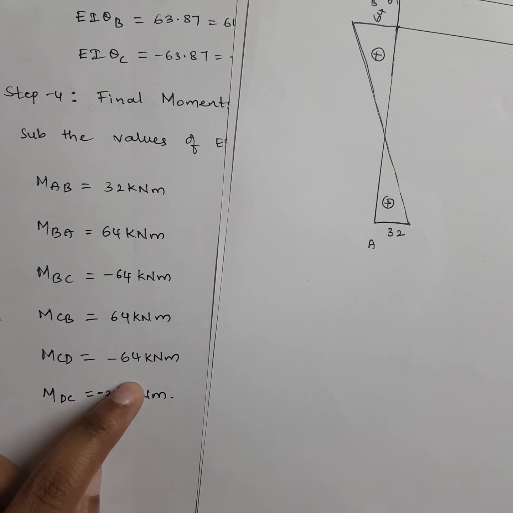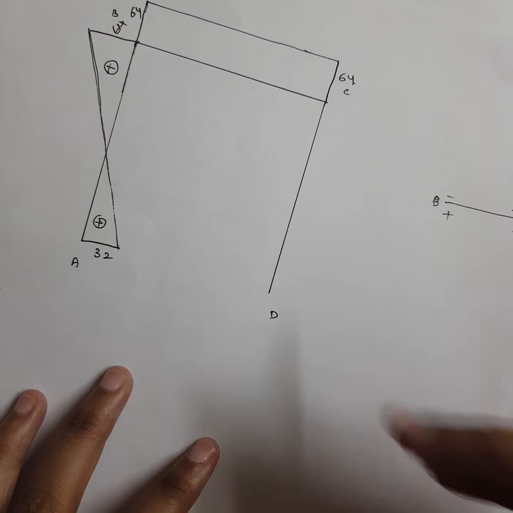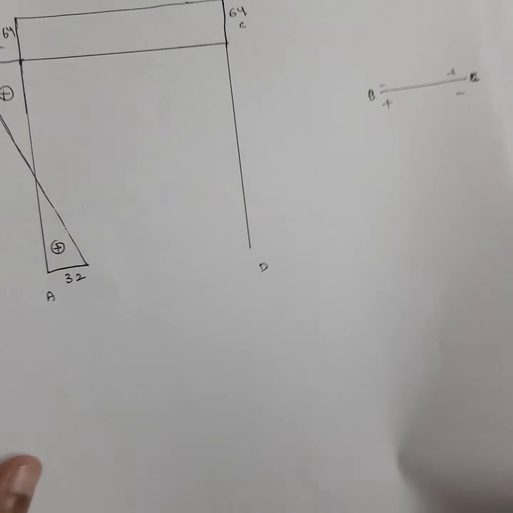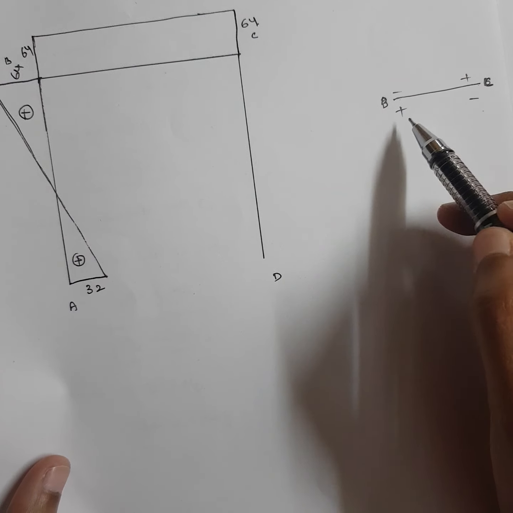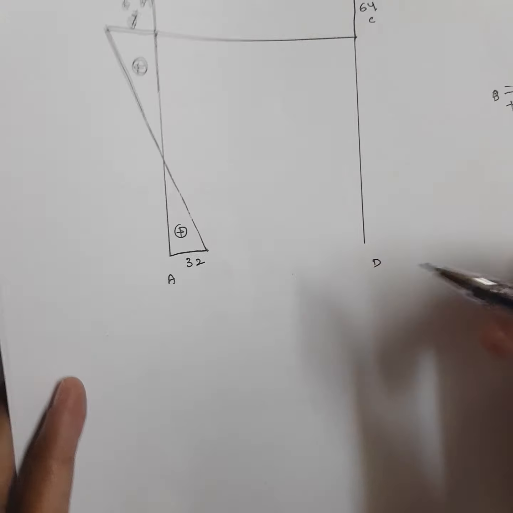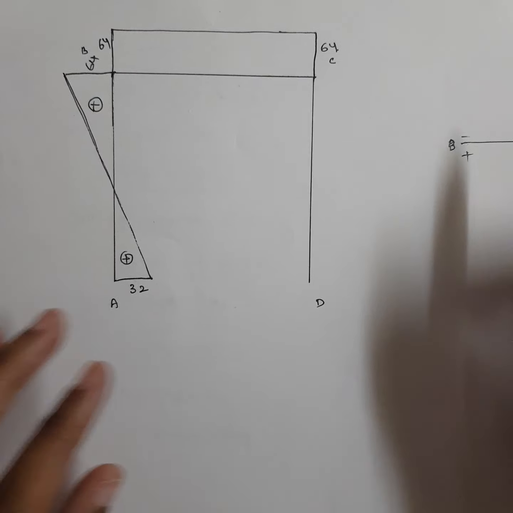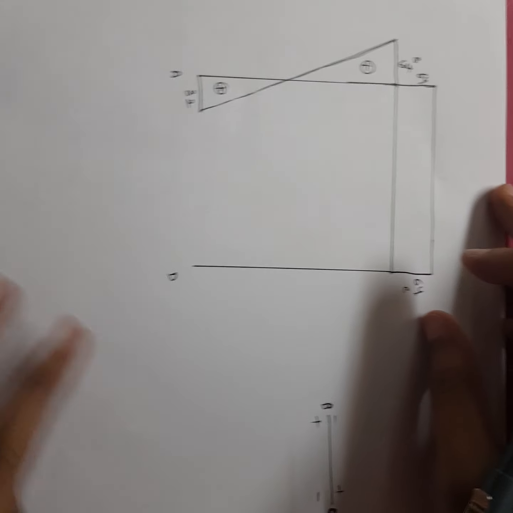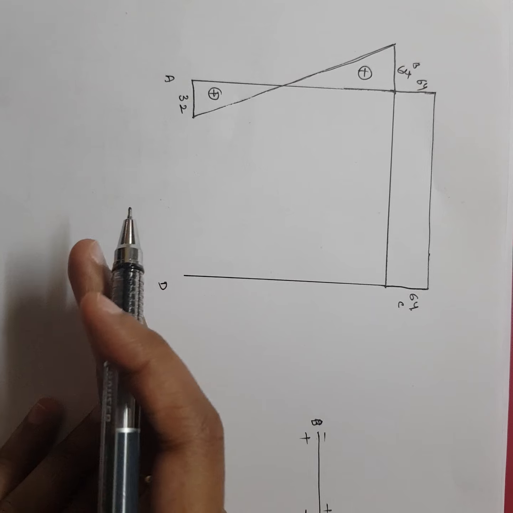Next, what is MCD? MCD means again from left to right. How much did I get for MCD? Minus 64. So when you're moving from left to right, if you get minus, you have to draw it in the upward direction. CD I got minus 64, right? So our column, you can just keep it like this. CD means from right to left.